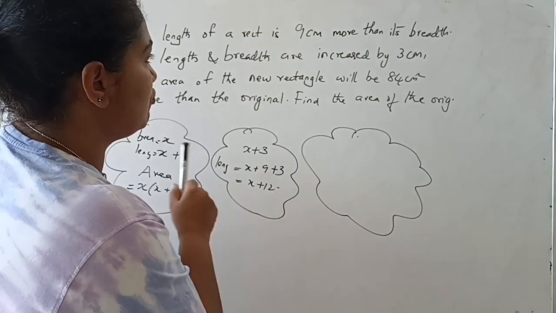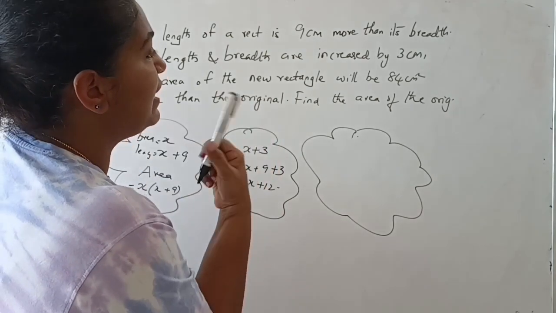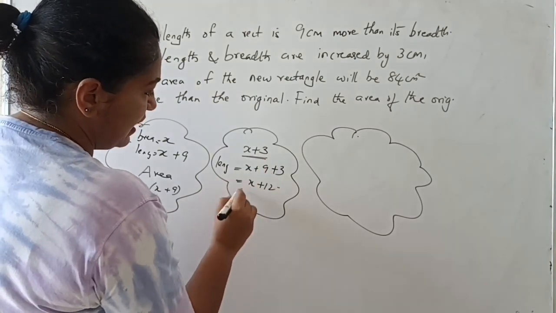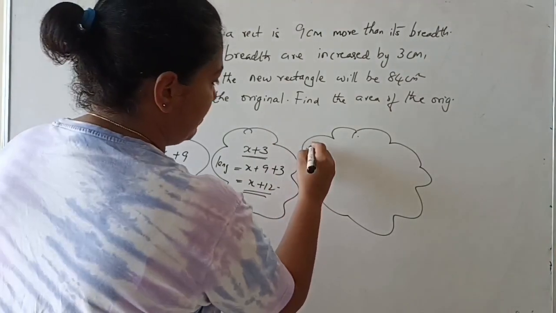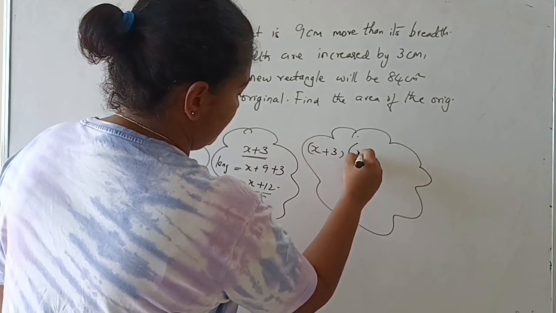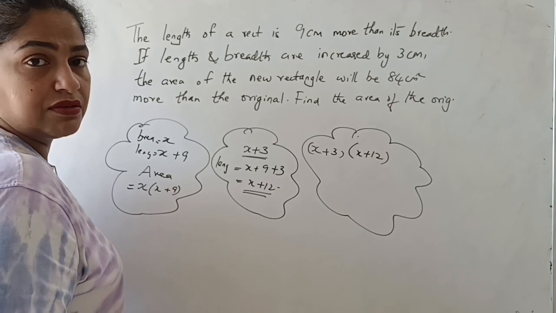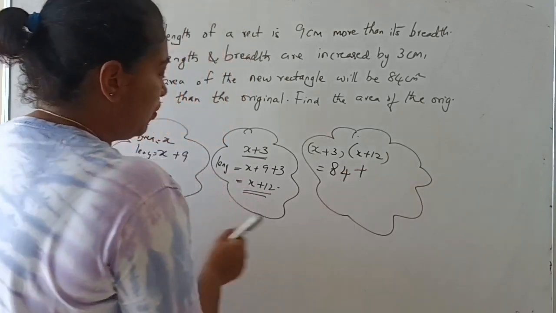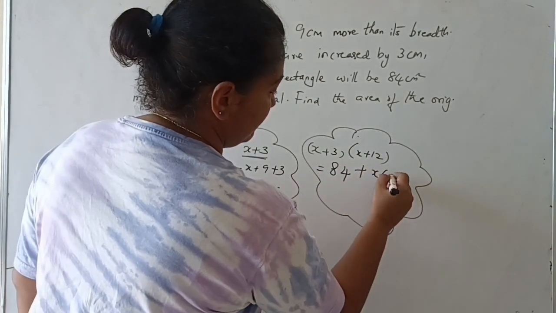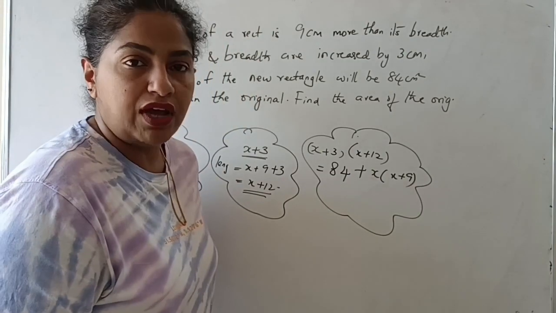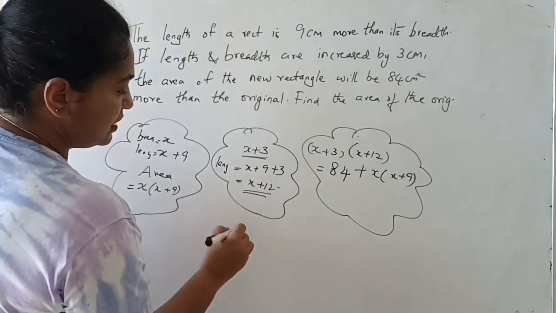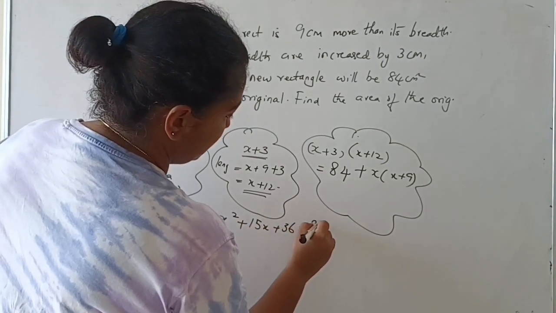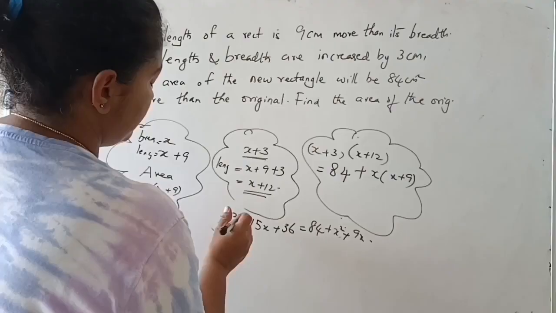So they are telling that after the natural progression, the area of the new rectangle will be 84 cm square more than the original. So this is my new breadth and this is my new length. So what is my new area? My new area is length into breadth or breadth into length. This is actually 84 centimeters more than the original area. You have a linear equation. Solve it. You get x square plus 15x plus 36 is equal to 84 plus x square plus 9x.